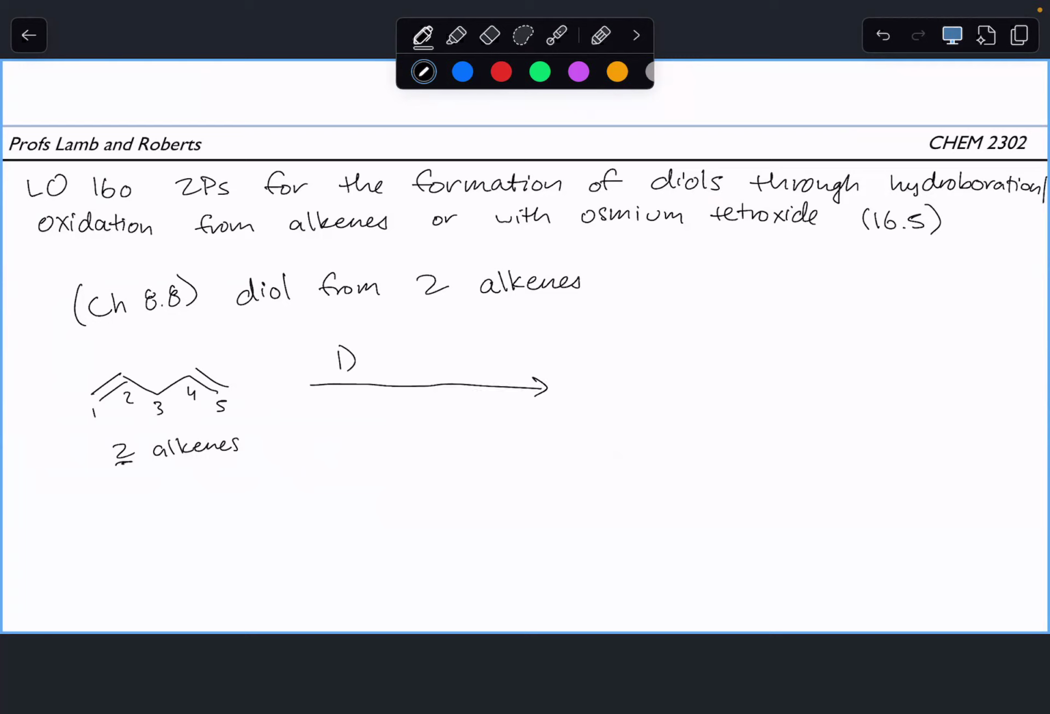First, we do hydroboration. So we use BH3THF as our reagent. And then oxidation is a second step where you use hydrogen peroxide and base, sodium hydroxide. And that gives you 1, 2, 3, 4, 5. It will add an alcohol to the less substituted carbon in each case.